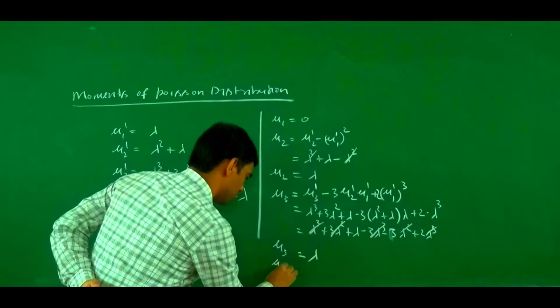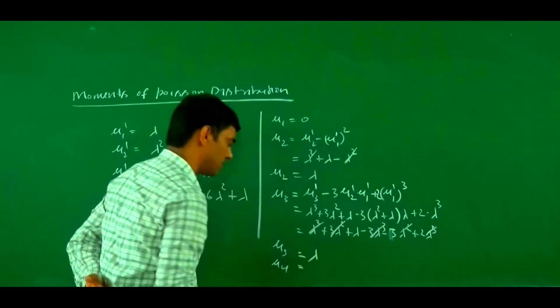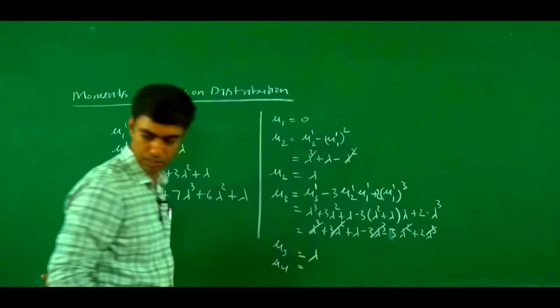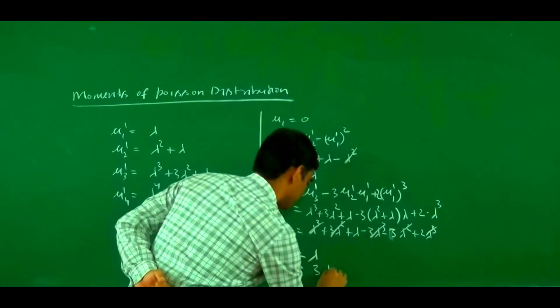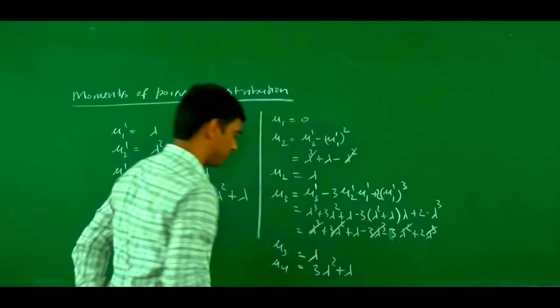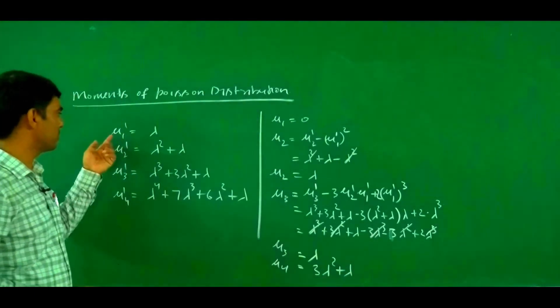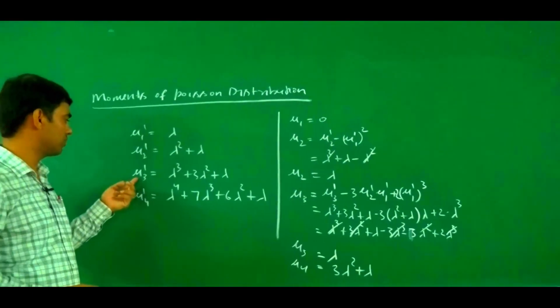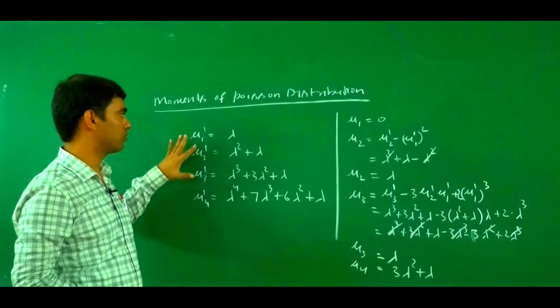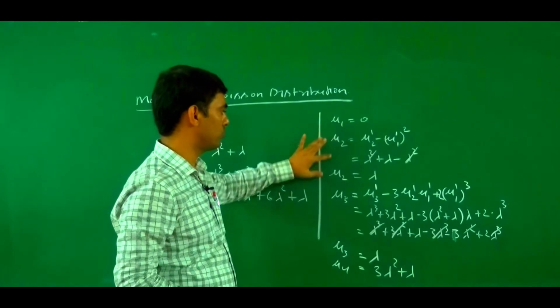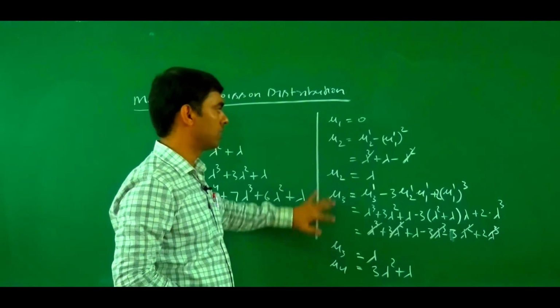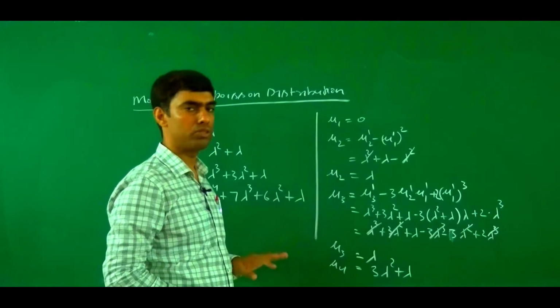Now in a similar manner, we find the value for mu4 also. I am not going to derive the value for mu4 here. We write directly that the value for mu4 is 3 lambda square plus lambda. So these are the values for mu1 dash, mu2 dash, mu3 dash, mu4 dash, the moments about any point. And these are mu2, mu3, mu4, the values of moments about the mean.